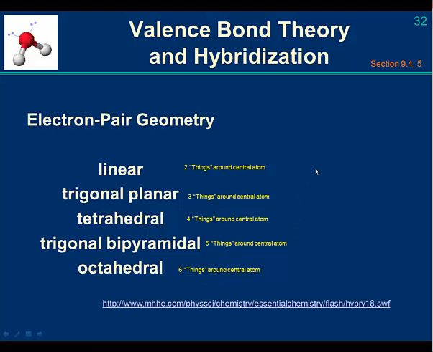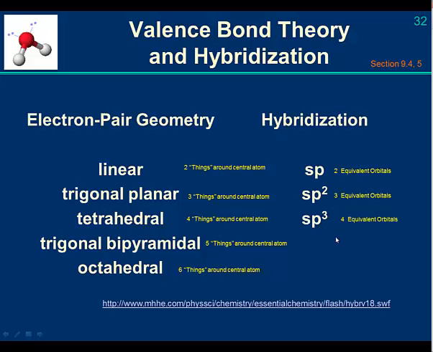So once again, linear, the hybridization will be sp. Trigonal planar, the hybridization requires 3 equivalent orbitals, sp2. Tetrahedral electron pair geometry, 4 equivalent orbitals, the hybridization will be sp3. 5 equivalent orbitals, trigonal bipyramidal electron pair geometry, sp3d. And octahedral, 6 equivalent orbitals. I need 1 s, 3 p's, and 2 d's. That all adds up to 6. That's octahedral electron pair geometry, sp3d2. A little bit of practice and you'll have it.